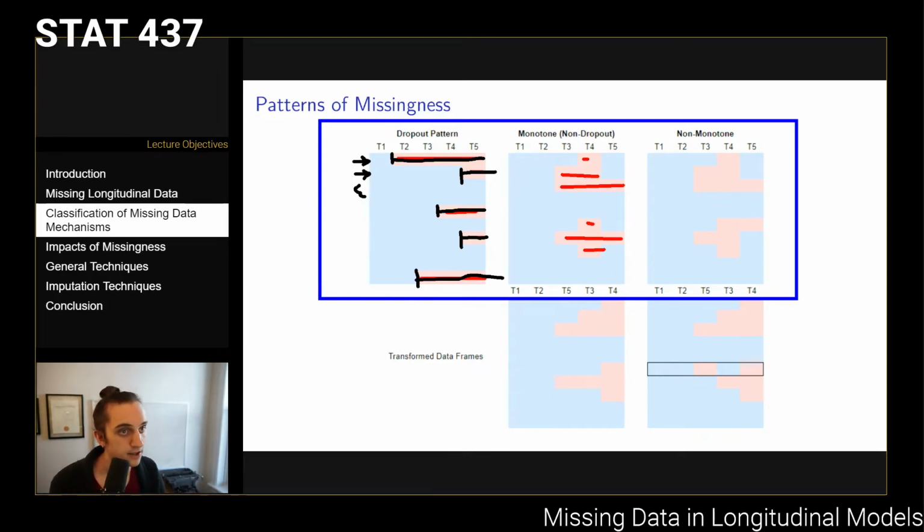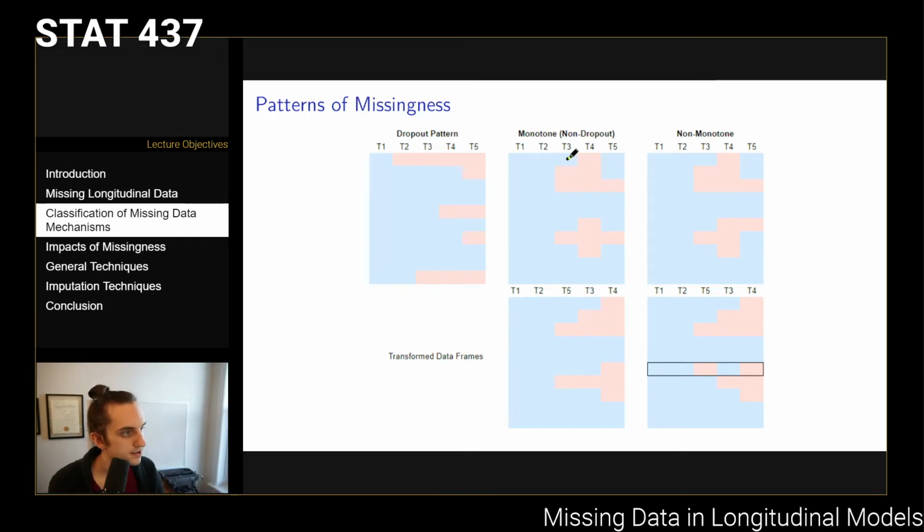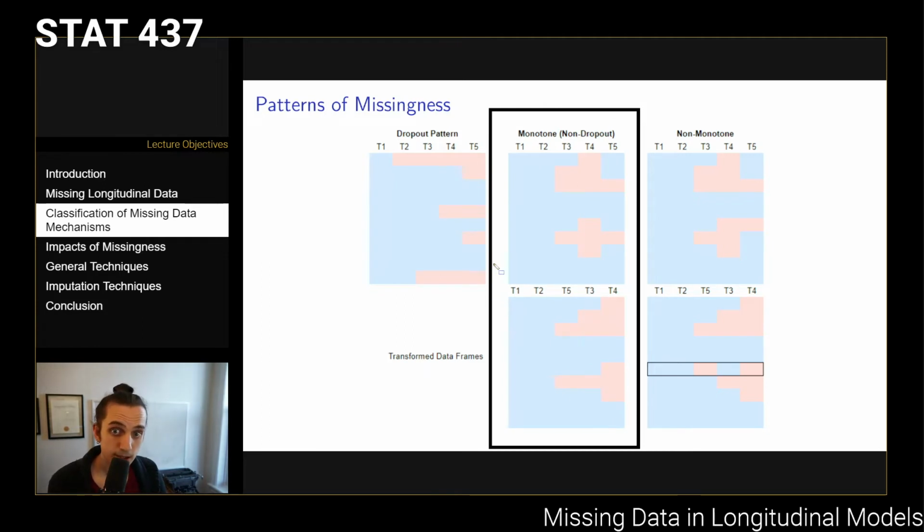Now, the second pattern is not a dropout, right? Because, for instance, there's this person who is missing at time 4, and then they come back and we see a value for them at time 5, right? But we can call this pattern monotone. The reason we can call it a monotone dropout pattern is because if we rearrange the columns a little bit, we see something that looks like dropout. So if we move column 4 down to where column 5 is, move column 3 to where column 4 was, and then move column 5 to where column 3 was, we are swapping those three columns around. Then we get this pattern down here, so we have 1, 2, 5, 3, 4.